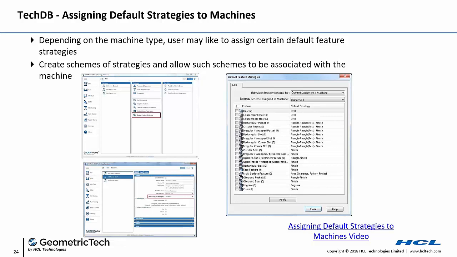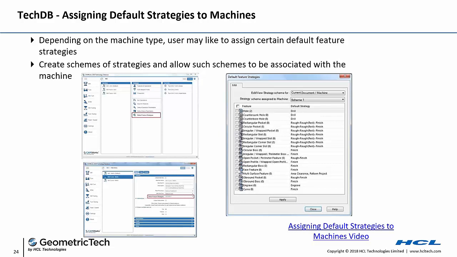Also over on the right, you can see where this is within the user interface, not the TechDB, but within the CAMWorks user interface. You can also select which machine you want to use and apply these default sets of strategies to an existing program. You can select the strategy scheme you want to use, and then you can apply. You see the apply button down there at the bottom, and you can apply that new default set of strategies to an existing machine.